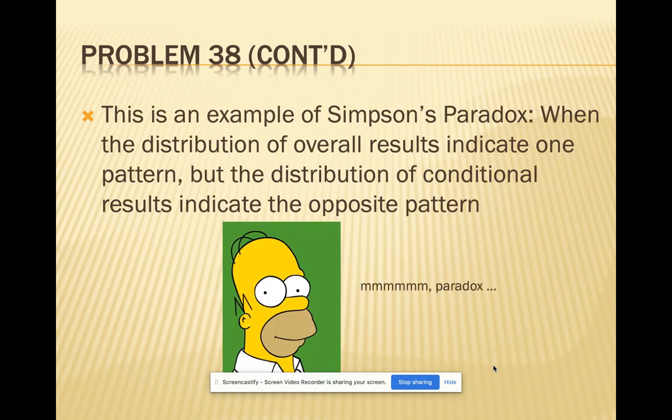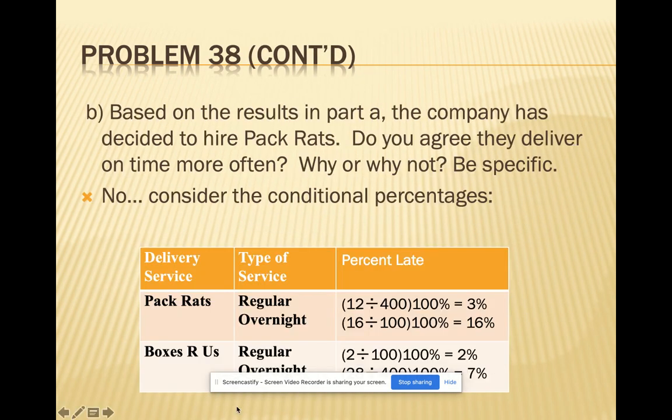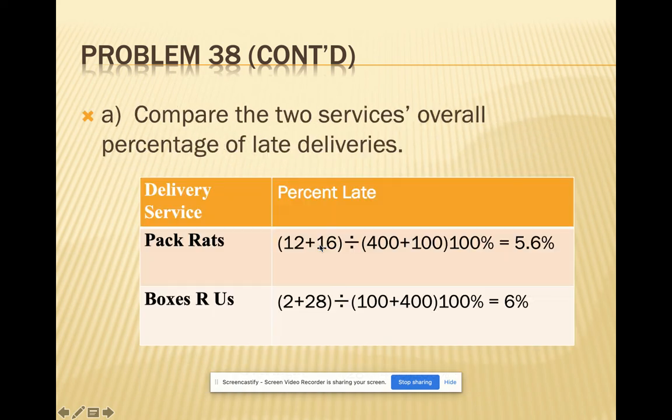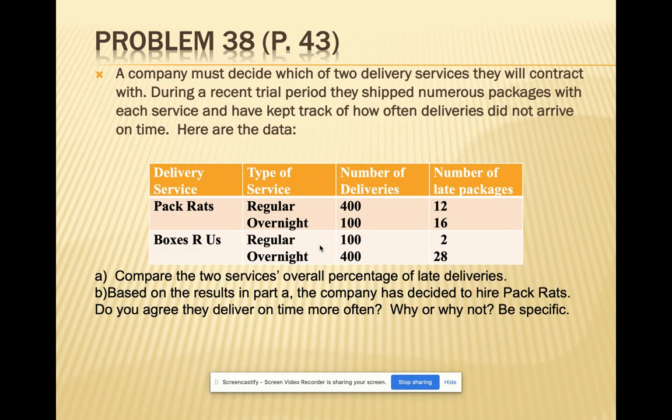This is an example of Simpson's paradox, when the distribution of overall results indicates one pattern, but the distribution of conditional results indicates the opposite pattern. The trick is, though, usually somebody has to stop and notice this difference. Somebody has to go, oh, wait a minute. The reason Boxes R Us overall has the higher percentage of late packages in general is because they have a higher percentage of overnight packages, and overnight delivery is harder to do on time than just a regular, 2 or 3 day delivery.